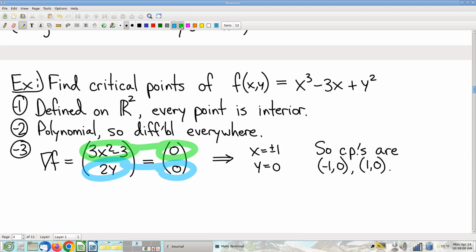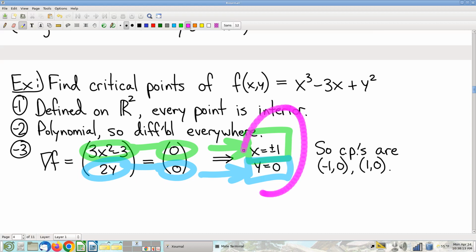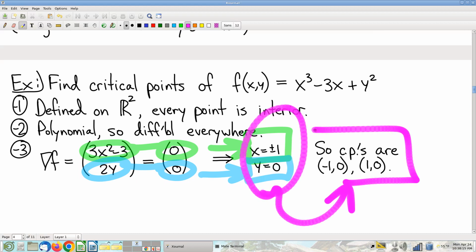And conveniently in this case, the first one tells me what x might be. There's 2 possible values of x. And the second one tells me exactly what y has to be. There's only one possible value of y. And all of this together gives me my 2 critical points. So the algebra on this one works out really nicely. Everybody on board? It's very straightforward stuff, right? Okay.